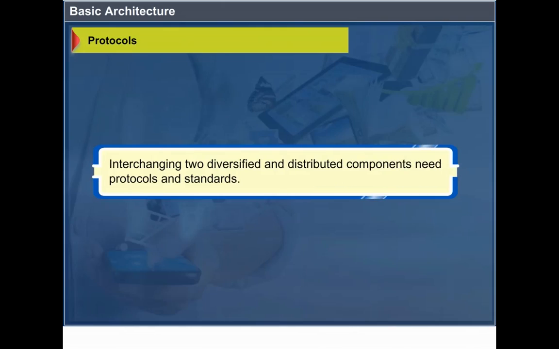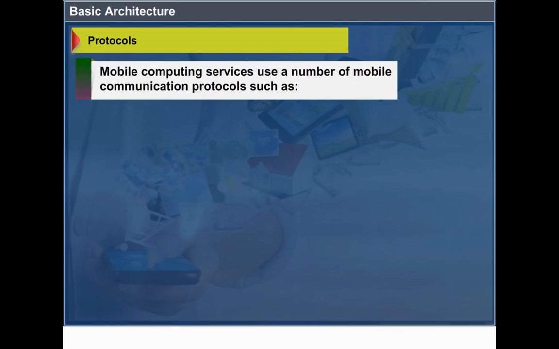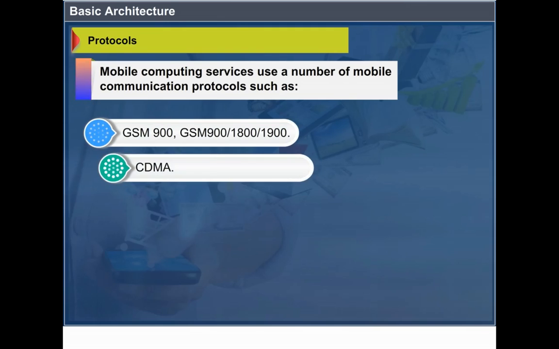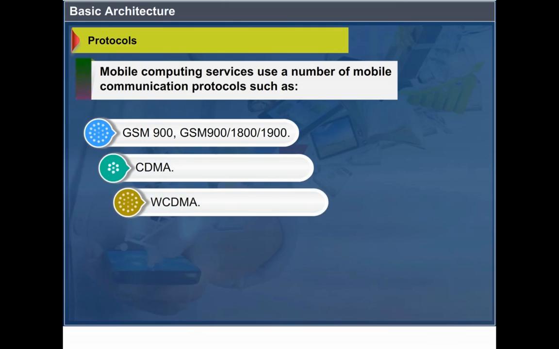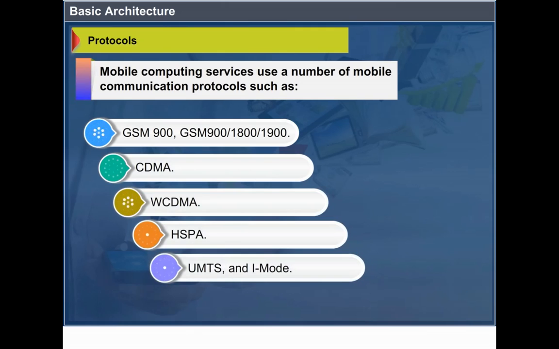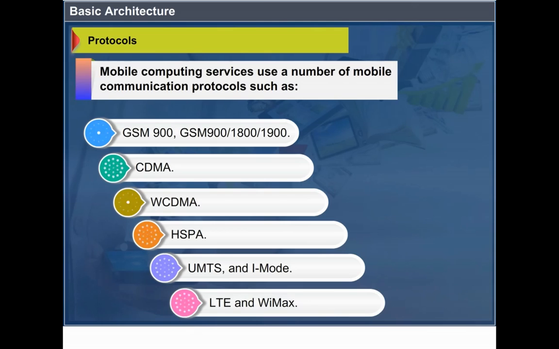Protocols. Interchanges between two diversified and distributed components need protocols and standards. Mobile computing services use a number of mobile communication protocols such as GSM 900, 1800, 1900, CDMA, WCDMA, HSPA, UMTS and iMode, LTE and WiMAX.